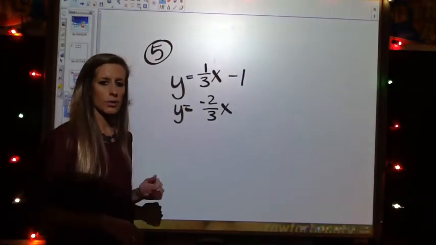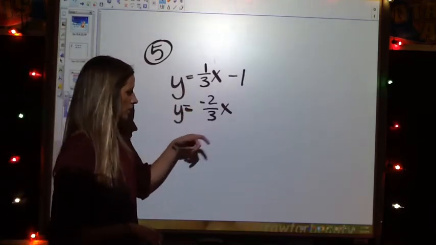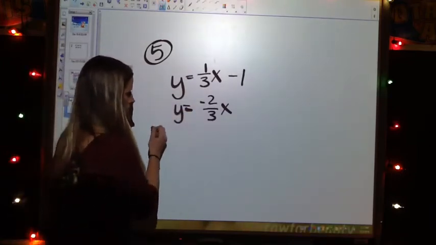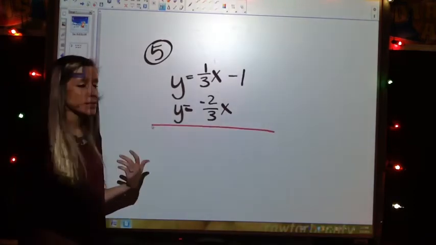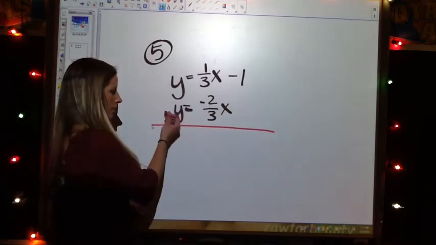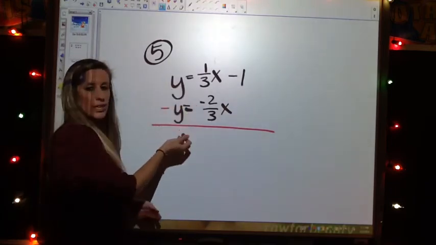Okay, now I want to go over number 5. We have y equals 1/3 x minus 1 and y equals negative 2/3 x. So we need something to eliminate. So the easiest way I think to do it is just change the sign of one of these equations. That way your y's will cancel out.